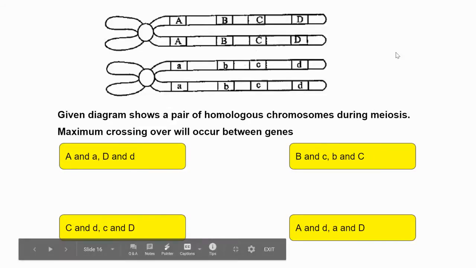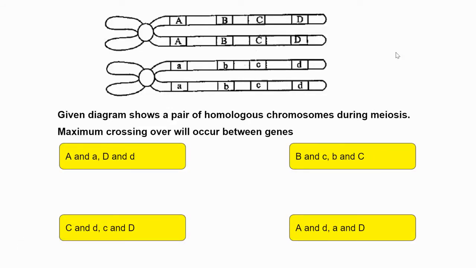So let us look at this answer right now. From the homologous pair given in the diagram, I can see that there are four genes A, B, C, D on both the homologues. One of the homologues has all the dominant alleles and the other one has the recessive alleles for all the genes. So this individual is a heterozygote for A, B, C, D genes.